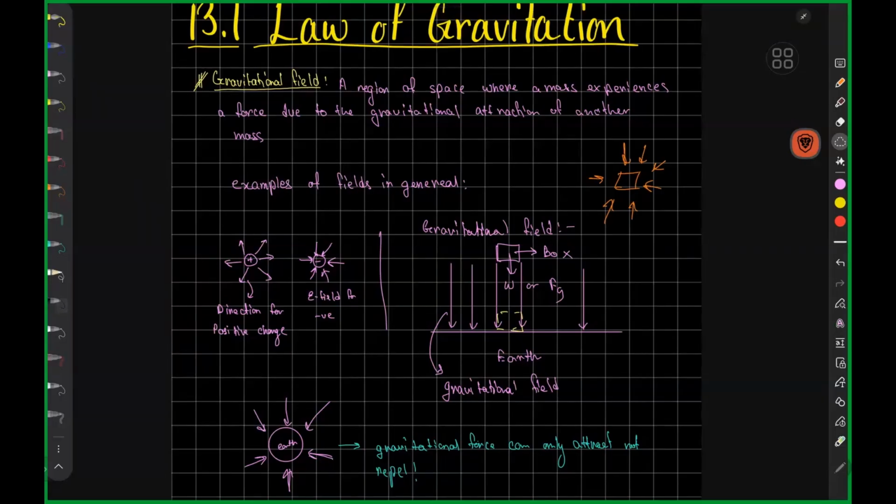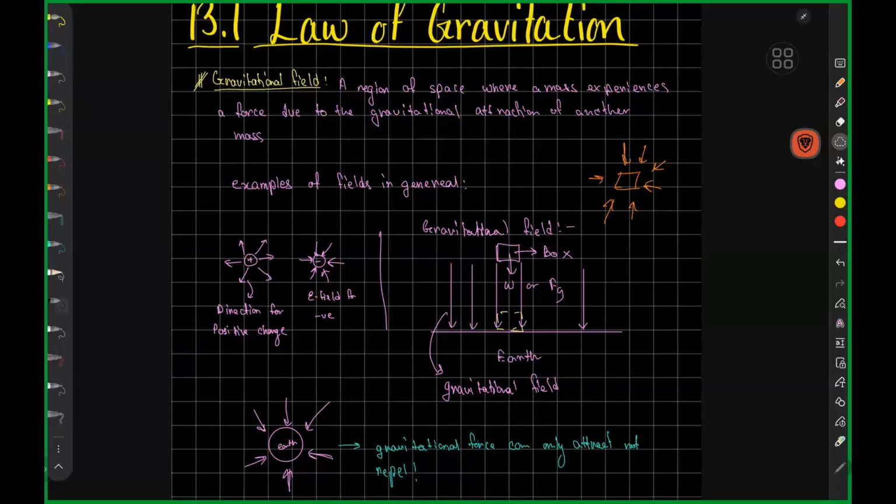See, it is only in electric fields that you have two different types of fields. One is for positive and one is for negative. That does not happen in case of gravitational field because there's no difference between masses. There's no two types of masses there. So it's always the same.